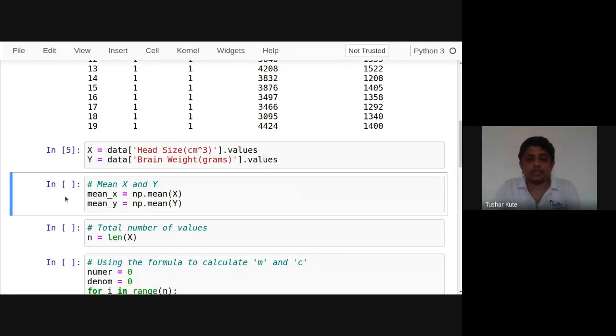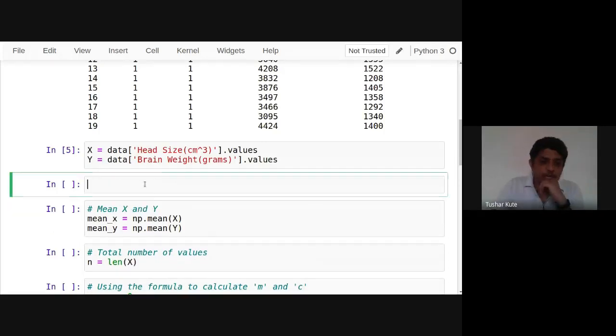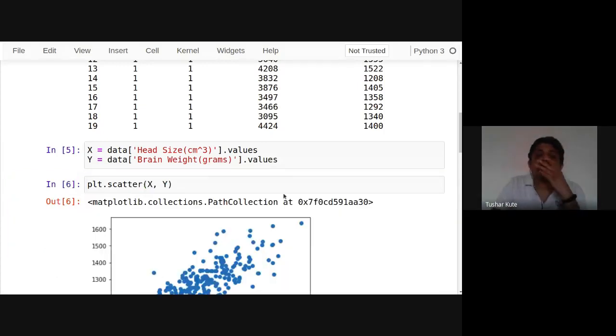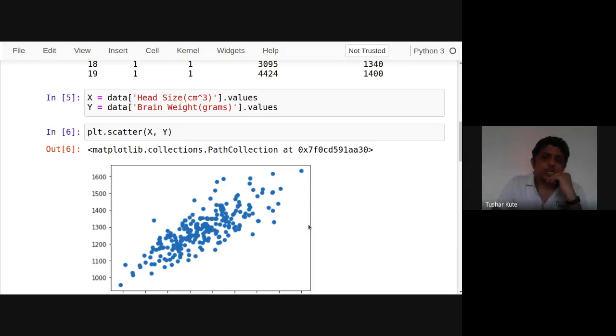Before that, let's see what exactly the data is. You can plot it. If you plot x against y, this is the original data, and you can observe that though the data is scattered, linearity is present in this data set. Total 237 entries, and there's a linearity, meaning there's proportionality also.